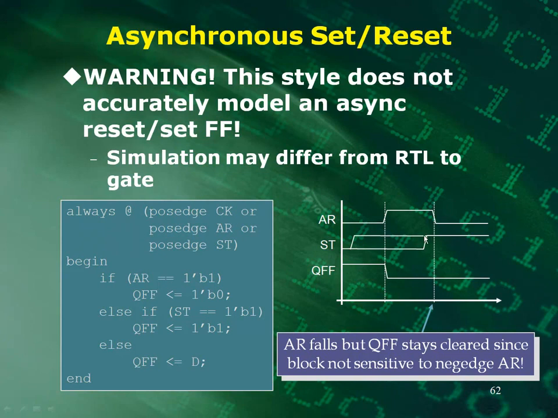So now the set is high, and we decide to release the asynchronous reset. What happens then? Well, this is only based on the positive edge of the asynchronous reset, so it doesn't come back through here, even though the set is high. So in a real asynchronous set-reset flip-flop, because this is high, it's going to force QFF to come back high. But in this model, it can't do that because of the way it's written.